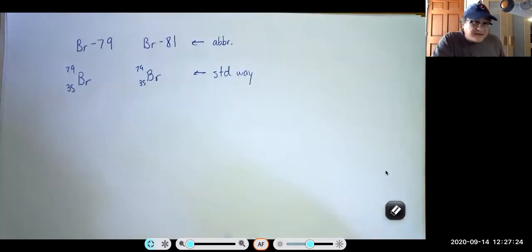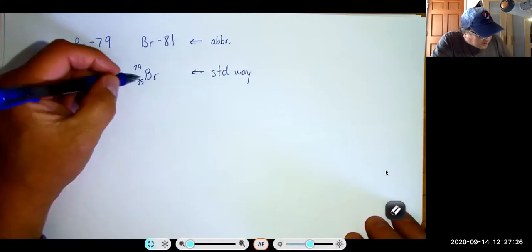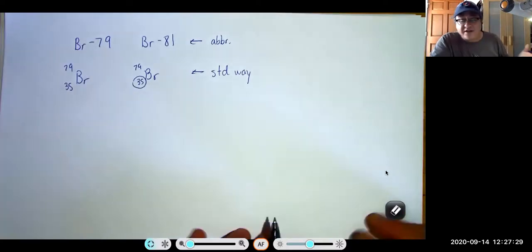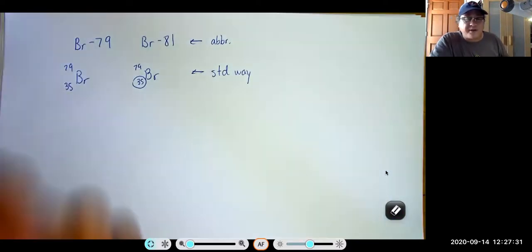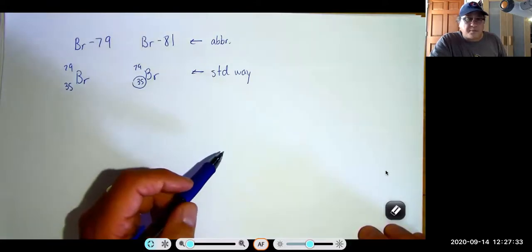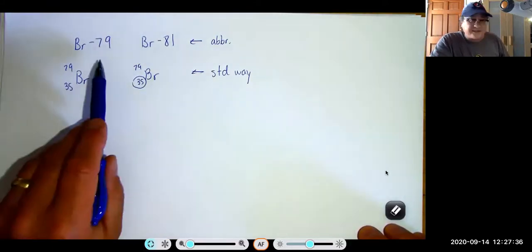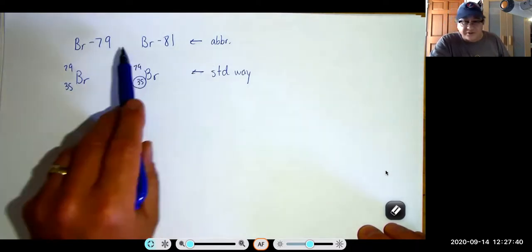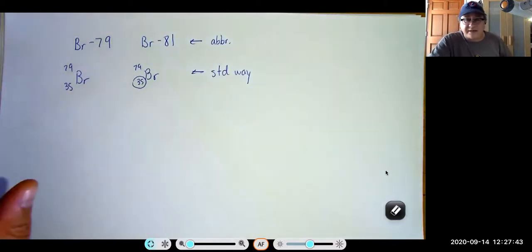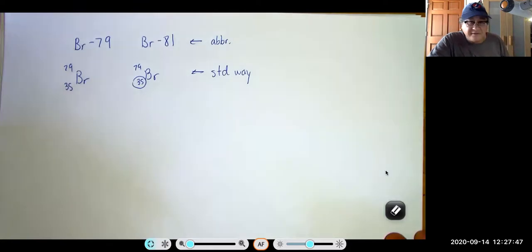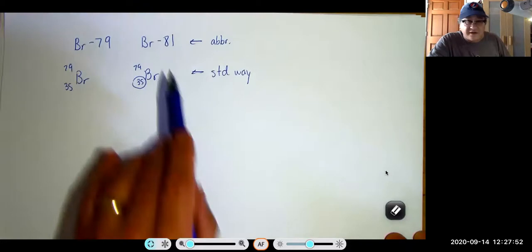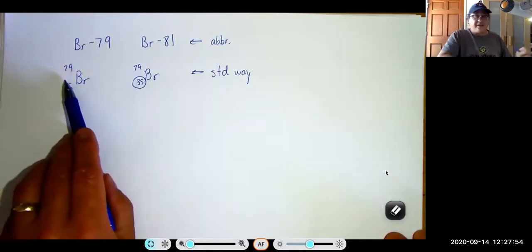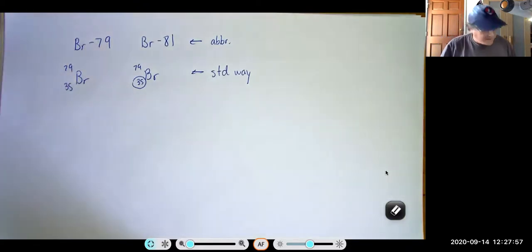And for the abbreviated symbol, you'll notice we don't put the atomic number down because you can find it on the periodic table. But look at your periodic table and look at bromine. Do you see the number 79.000 or whatever, or 81.000 anywhere on your periodic table? You don't. But do you see the 35? You do. So that's why we don't show the 35 in the abbreviated form. Okay, so there are these 2 isotopes of bromine.